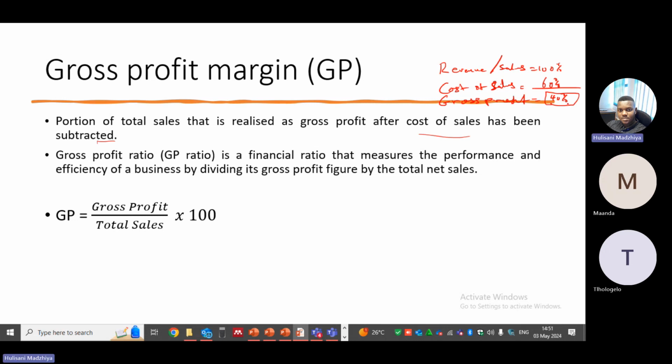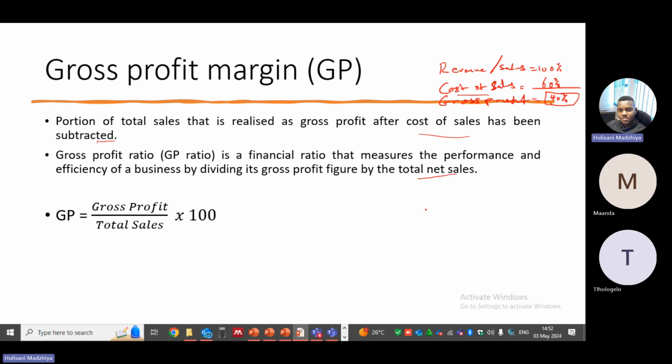So this can be measured in percentage format. So instead of calculating the cost of sales contribution, we calculate the gross profit margin. So the gross profit margin will actually be the profit realized after contribution by cost of sales. The gross profit ratio is a financial ratio that measures performance and efficiency of the business by dividing its gross profit figure by the total net sales.